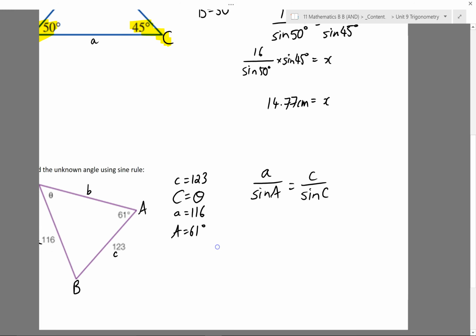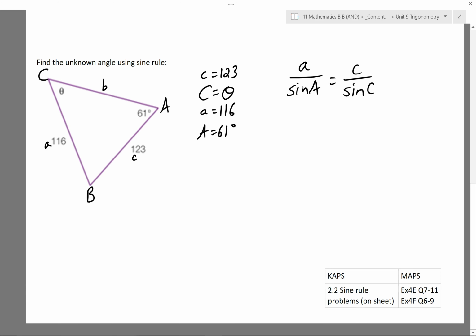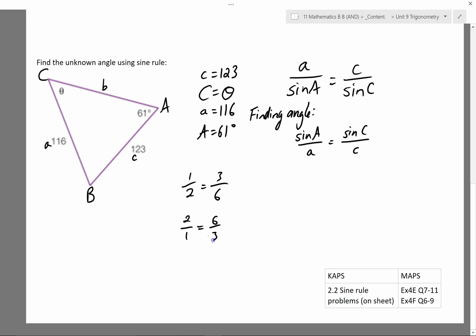The tip is that whenever you're trying to find an angle, that will flip both of these fractions over. So since I'm trying to find an angle, I want the angle on top. So I'm going to flip these two fractions over. Is that allowed to do? Well, let's just think of an example. If I know that a half equals 3 on 6, what happens if I flip these over? 2 on 1 equals 6 on 3. Well, does it? 2 equals 2, it looks good. Okay, I'm allowed to flip fractions if they're equal.